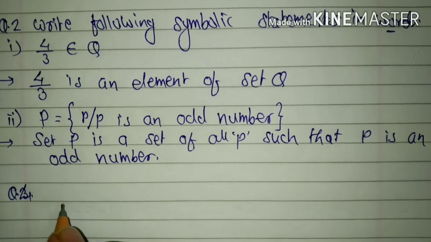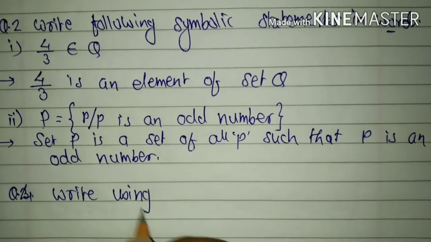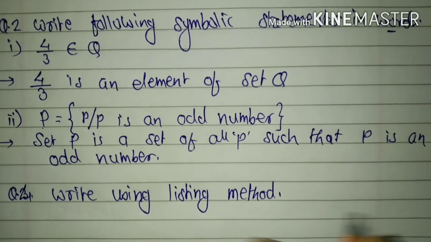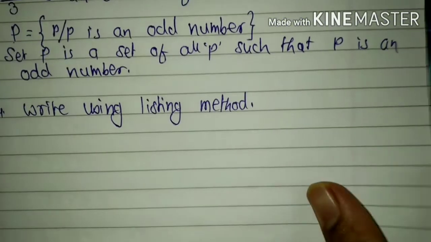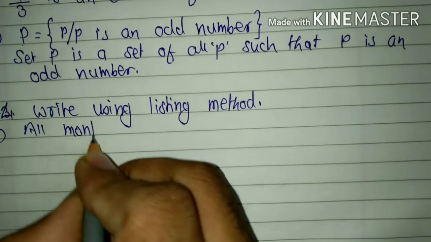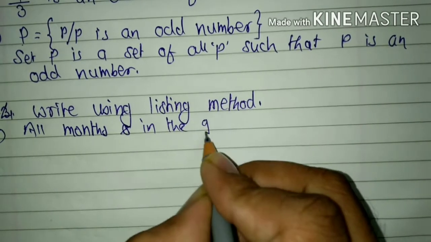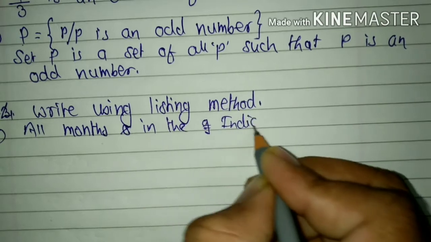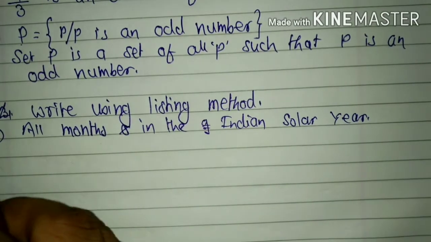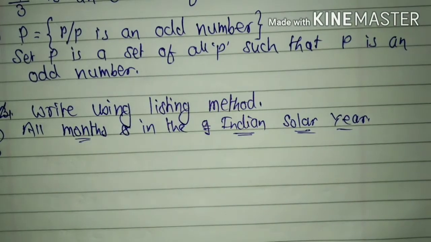Question number 4 is write using listing method. Okay, let us use the listing method. Question is that first one is all months in the Indian solar year. Okay, for that we must know which are the months in the Indian solar year.